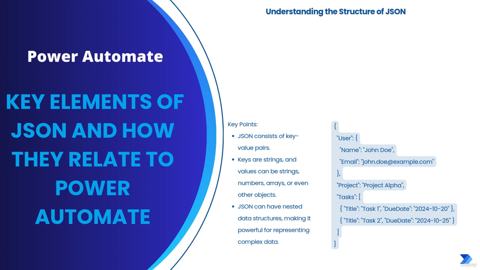Best practice: whenever you are working with an API or service that returns JSON data, inspect the structure carefully. Understand how deeply nested the data is and what specific keys you need to work with. This makes it easier to write the correct schema and access data efficiently later in the flow.